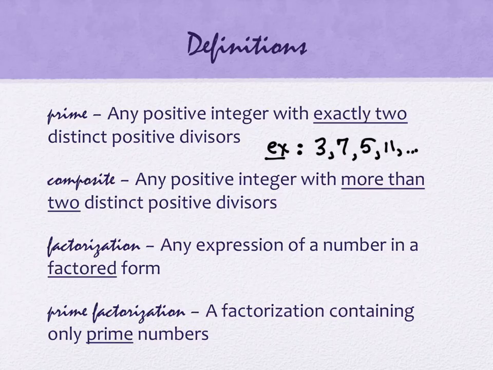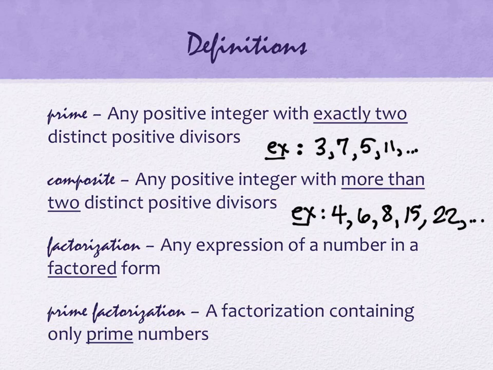The second definition is composite then. It says any positive integer with more than 2 distinct positive divisors. So can you give me an example of a composite number? 4, 6, 8, about 15. Or 22, right? The list goes on forever too for this list.